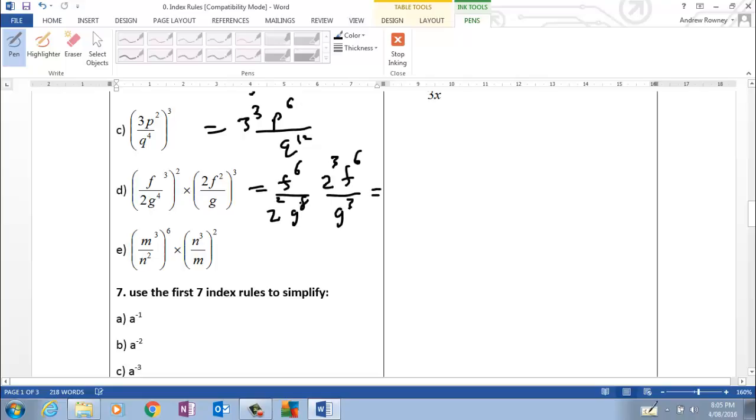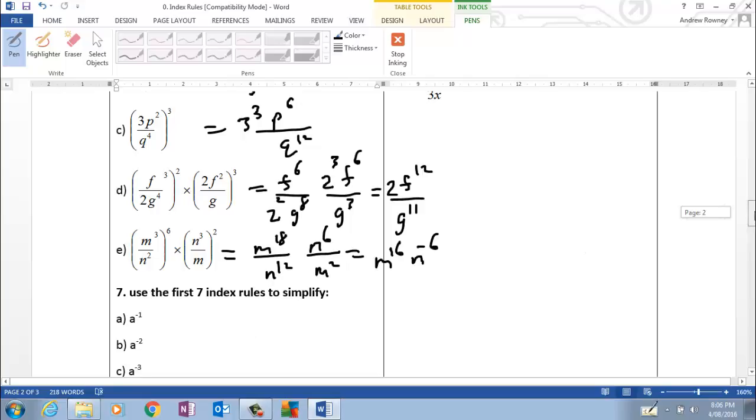That can be simplified. You've got 2 cubed on 2 squared, so that's going to give 2 to the 3 take 2, or 2 to the 1 or 2. f6 and f6 is f12, and the g8 and the g3 is g11. Last one here is going to be m18 on n12 times n6 on m squared. Looking at the m's, we're going to have m16, 18 take 2, and looking at the n, 6 take 12, minus 6.